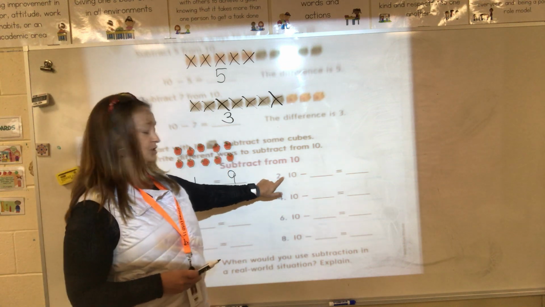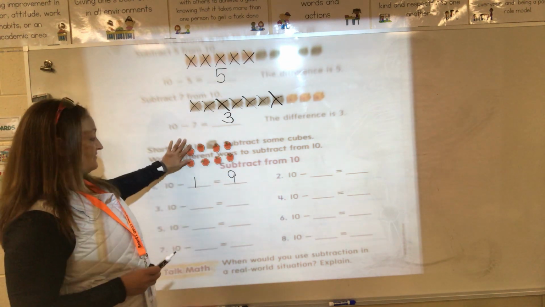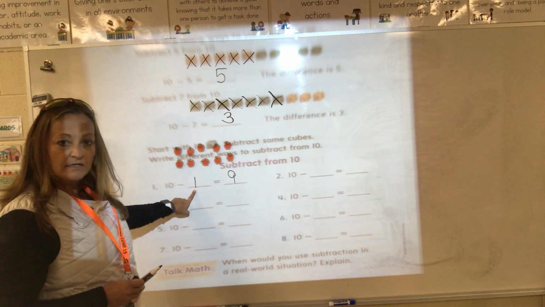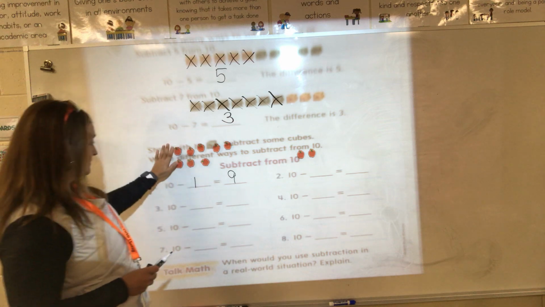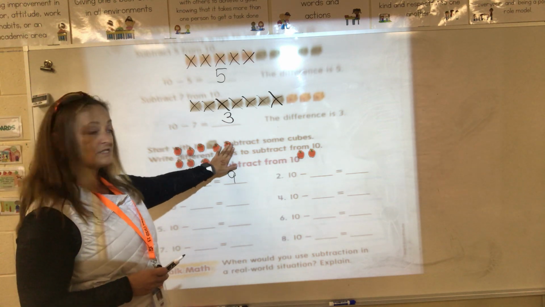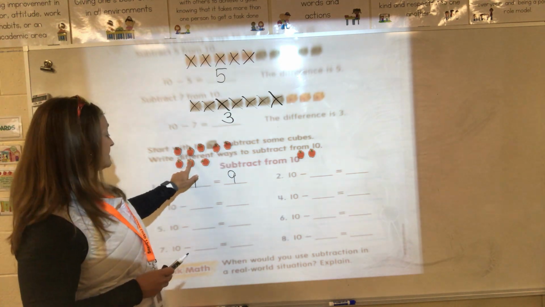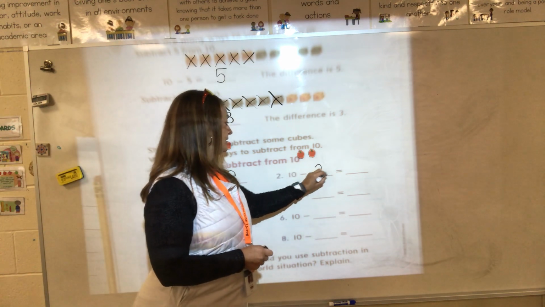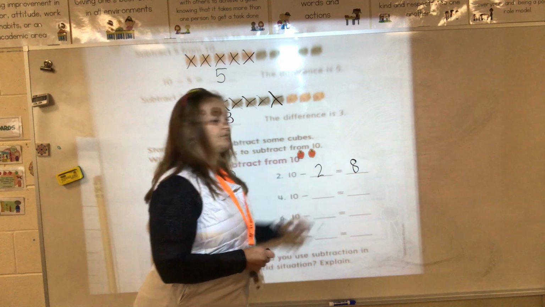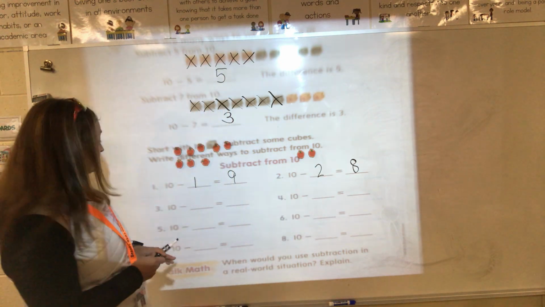I'm going to go over here to number 2. If I have 10, I already took 1 away, so this time let's just take 2 away. So 10 minus 2 is, we know this is 5, 6, 7, 8. 10 minus 2 leaves 8. The difference is 8.